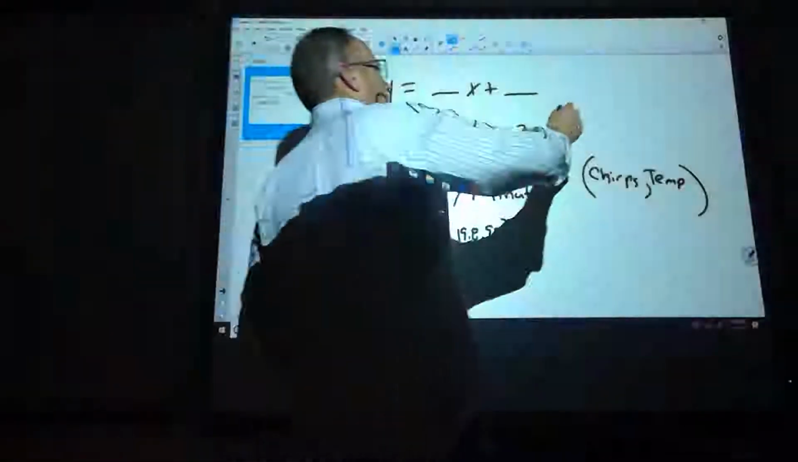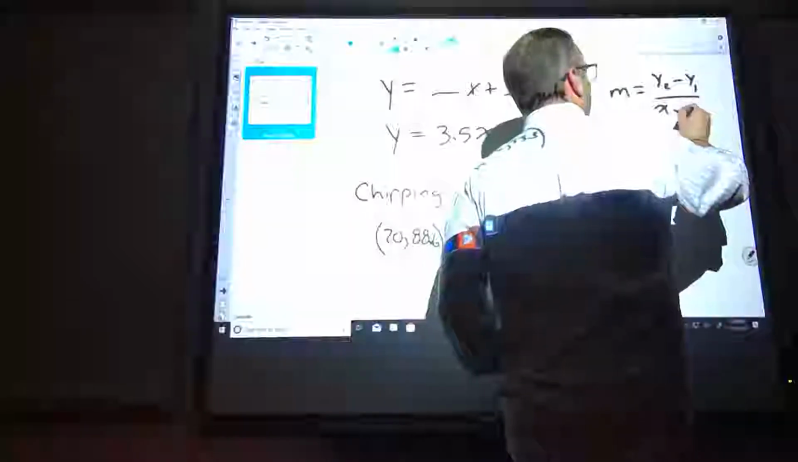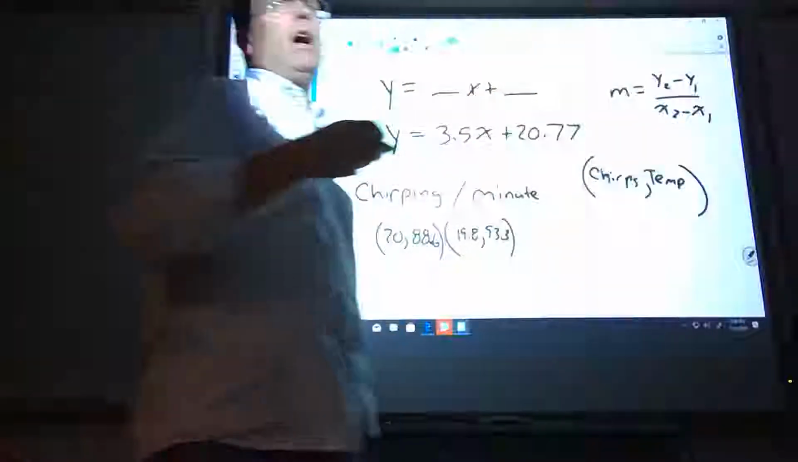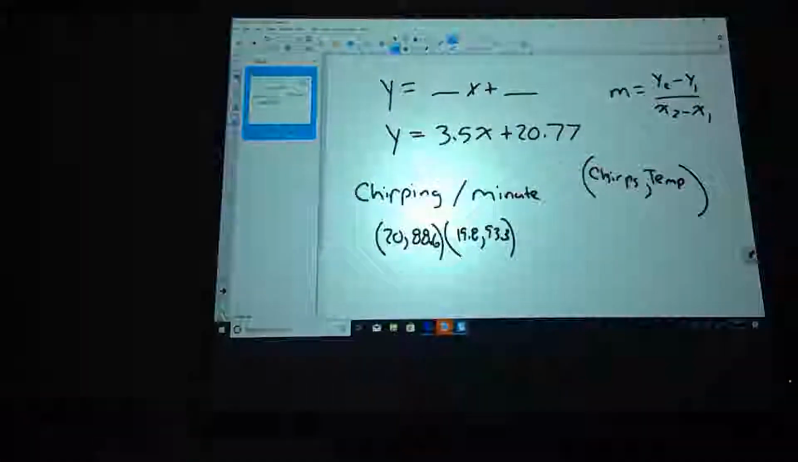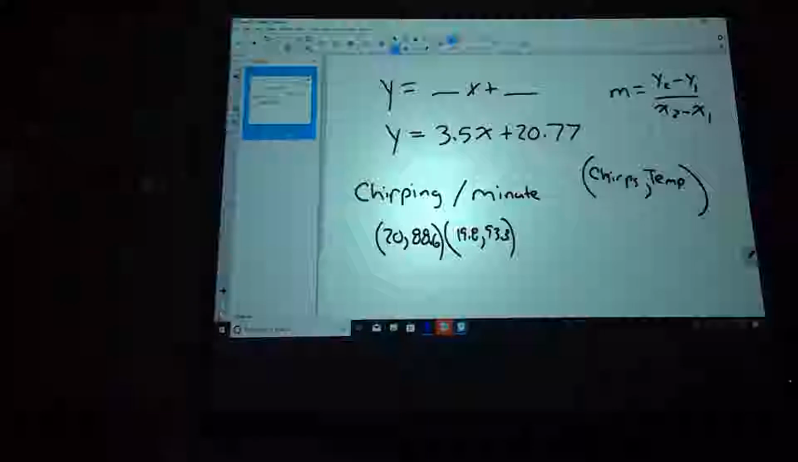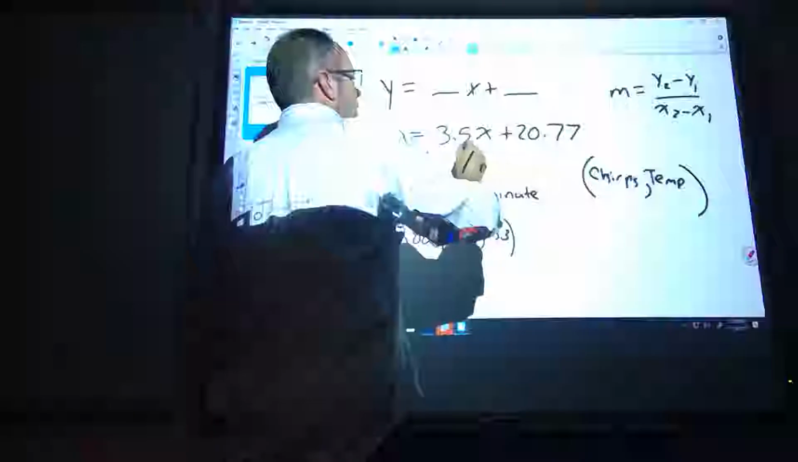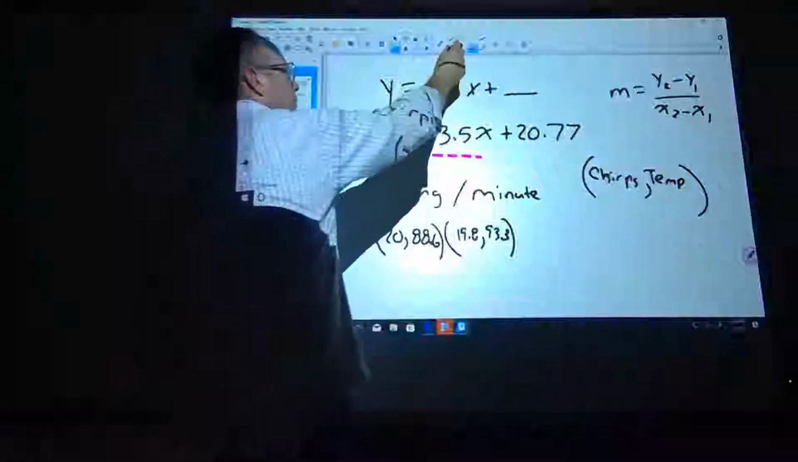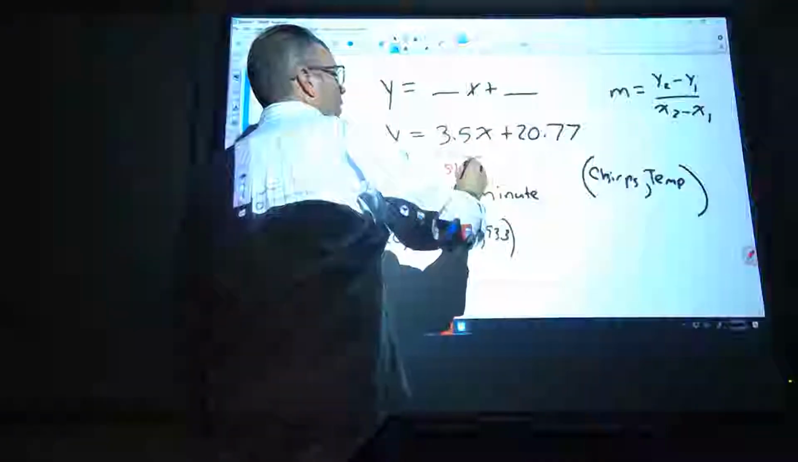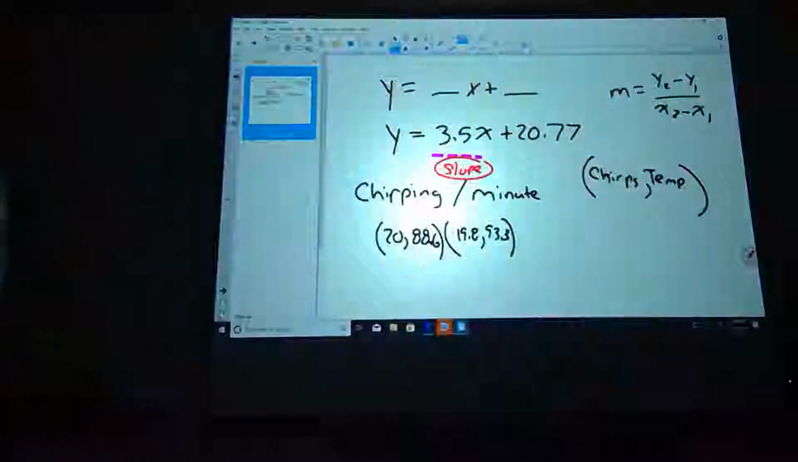And you have to remember this. Slope is the difference in the y's over the difference in the x's. So what's my y value? What does y represent in this problem? It's up there on the board. So the 20 and the 19.8, that's our x value. So those are the chirps. Right now, we have a slope right here. Agree? Oh, it's 20.77. That's the y-intercept. But what does the slope mean in the context of this problem?